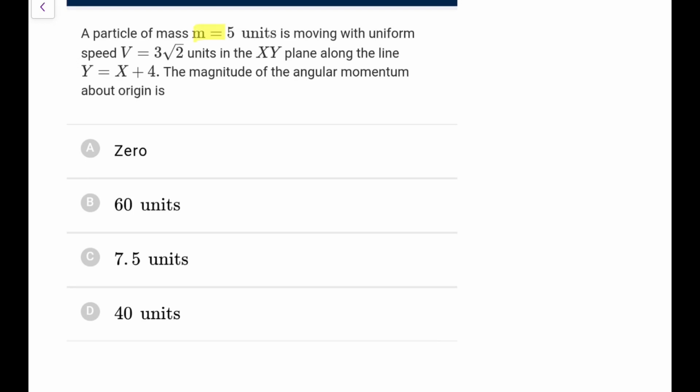A particle of mass m equal to 5 units moves with uniform speed in the xy plane along the line. The magnitude of angular momentum about the origin. So whenever it goes at a constant speed about the origin on a straight line, just check when x is 0, y is equal to 4, when y is 0, x is minus 4, it would be something like this. So in this case the angular momentum will remain constant because the line of action of velocity is always the same, its perpendicular distance will always remain the same.